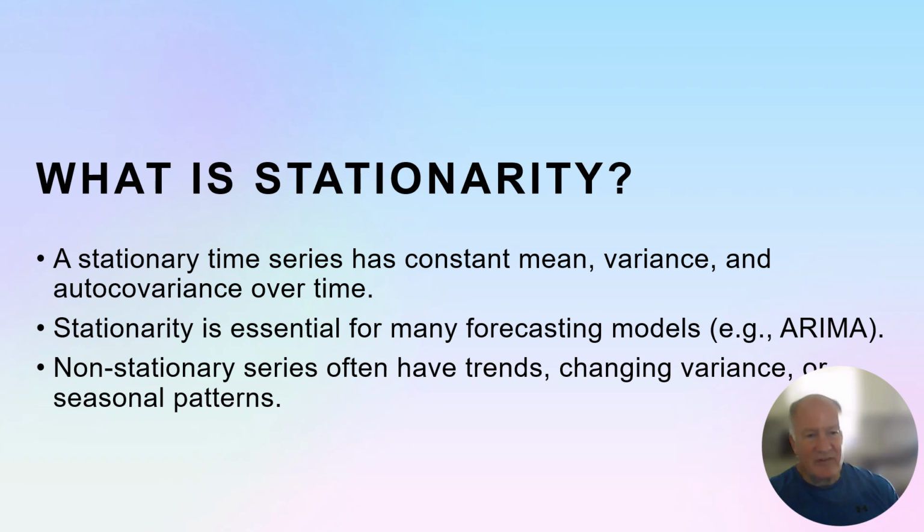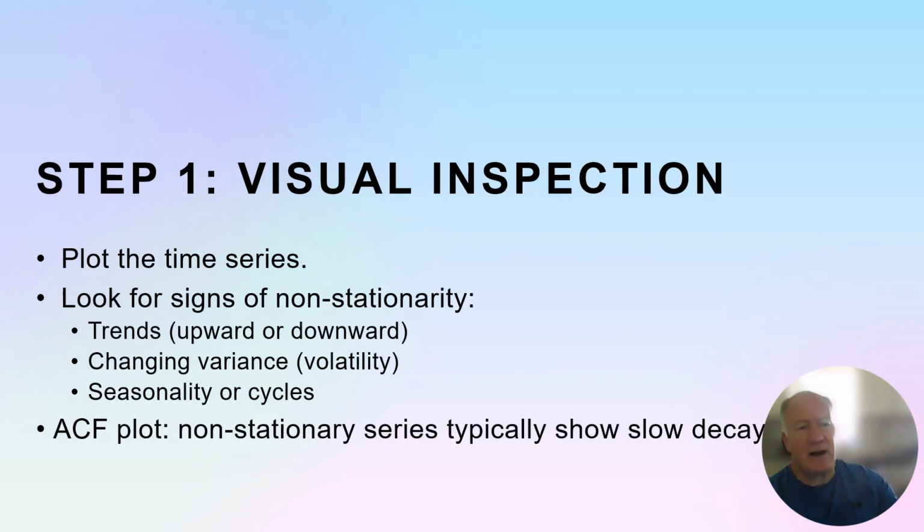So don't forget, stationarity is a series that has a constant mean, variance, and autocovariance. And stationarity is essential for many of the models. Non-stationary series have trends, changing variance, or seasonal patterns. And we said the best way is to plot the data series and look for signs of trends, changing variance, or seasonality. Sometimes we call changing variance volatility. And also look at the ACF plots. Non-stationary series decay slowly or don't decay at all.